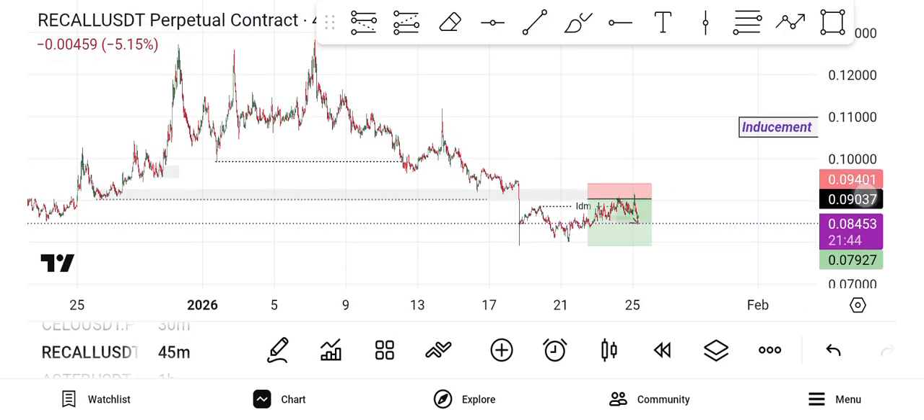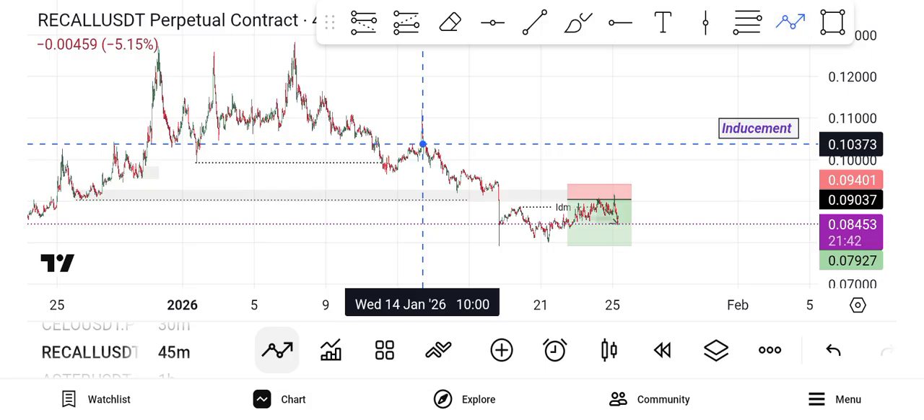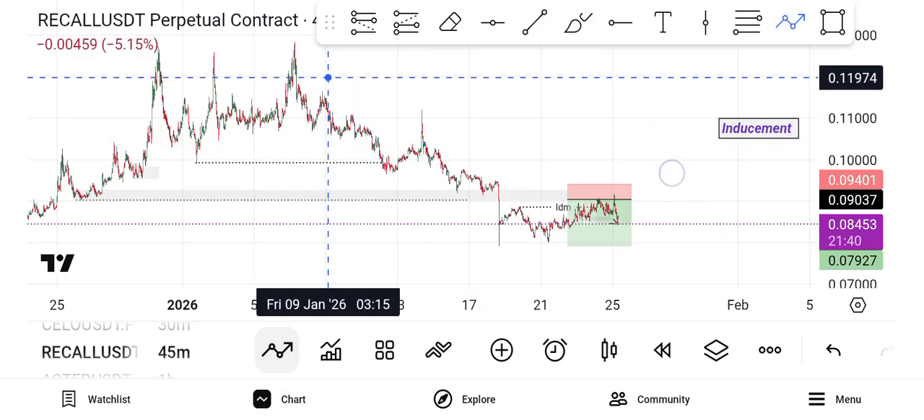Now, using this concept here, I talked about structure.